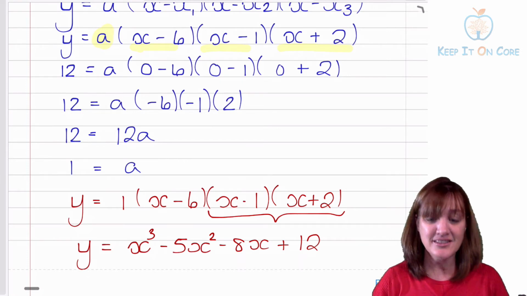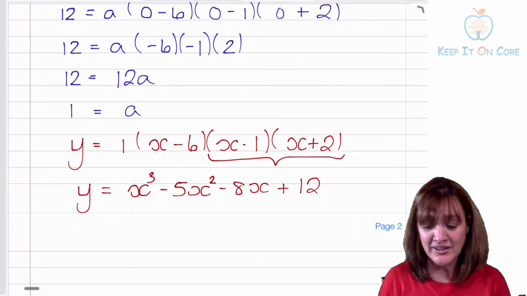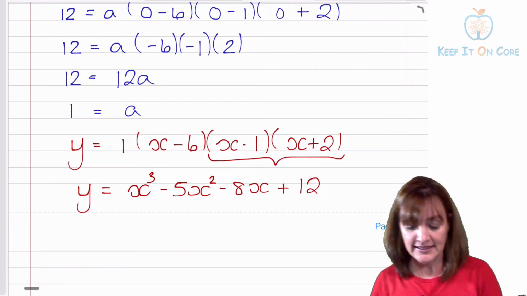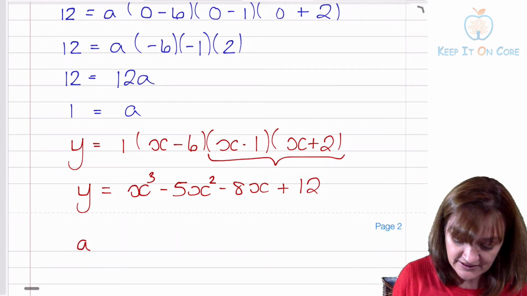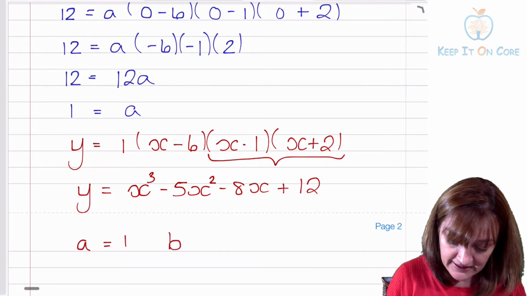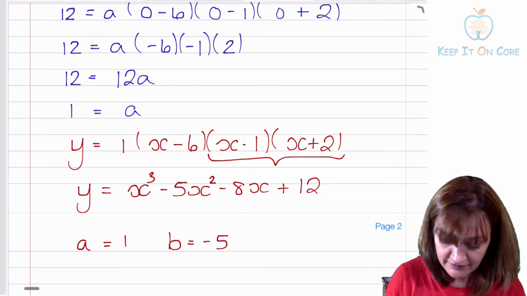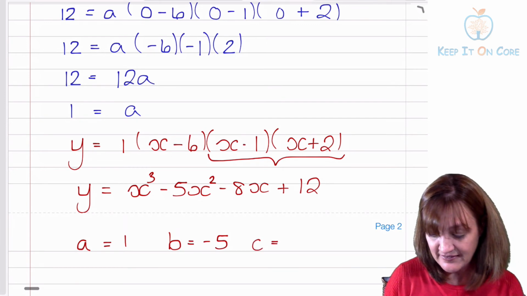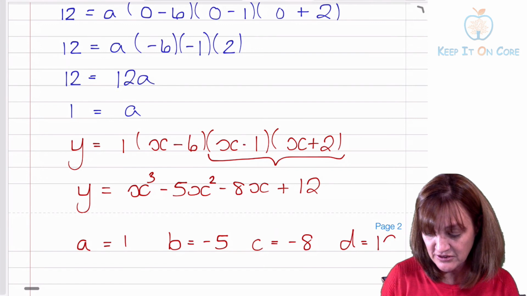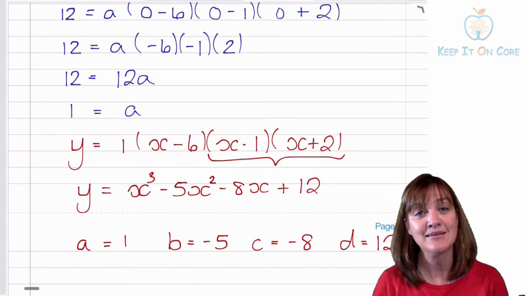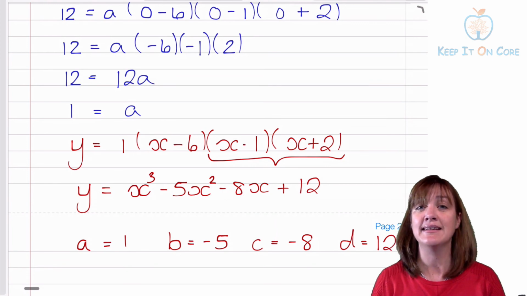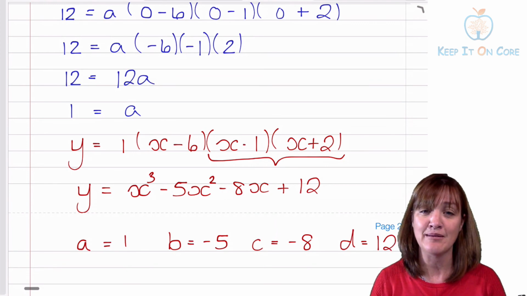Okay, so just to make sure you obviously answer the question as they asked it, they wanted to know the values of the a, the b, the c, and the d. So you want to then just say, therefore a was a value of 1, b is a value of negative 5, c is a value of negative 8, and d, which is your constant term, was 12. All right. There we go. So that's how we find the equation of a graph if we have been given three x-intercepts. Well done.